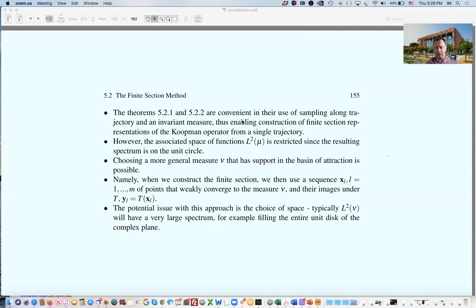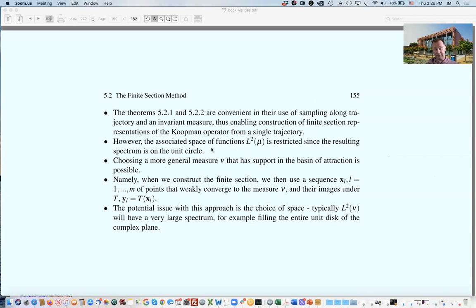As I said before, the theorems that I gave are convenient because you use sampling along trajectories. You don't need to know the invariant measure. You don't need to know these projections. You don't need to know the dual vectors. You just sample certain functions along trajectories and you construct a finite section representation.